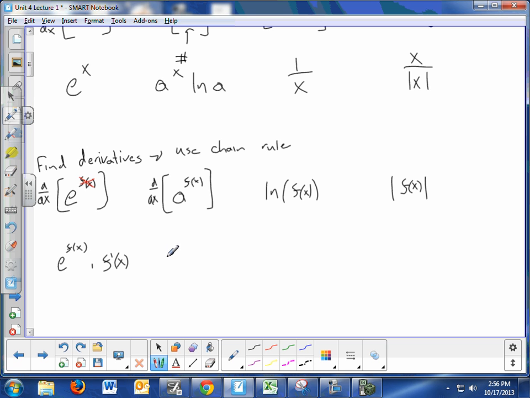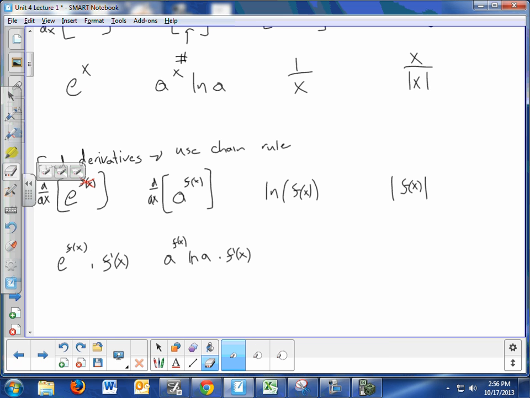So we will have a to the x, ln a, times the derivative of the inside piece. In this situation, the inside piece is that f of x. So notice we're just adding one little thing using the chain rule. That's what the chain rule is. That's a to the f of x, ln a, times f prime of x.